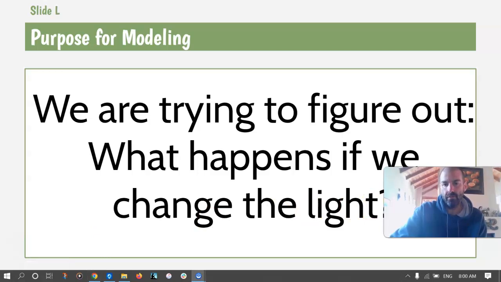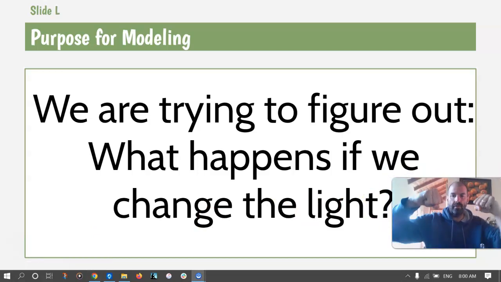We're thinking about the light. So when that light is on in one room, we have the mirror over here and we have the window over here. So what happens if we switch the light? If we switch the light, what happens? So I want you to take a moment. I want you to think about that. I want you to pause the video and make a prediction. What happens when we change the light?